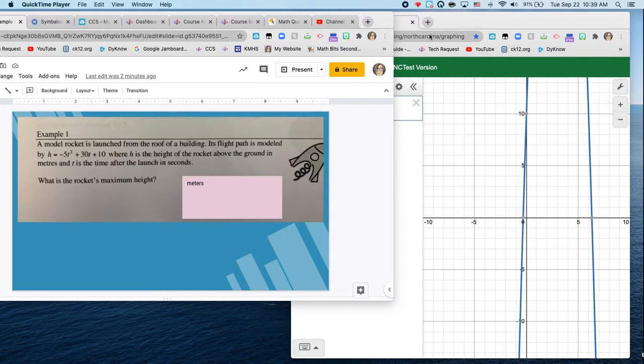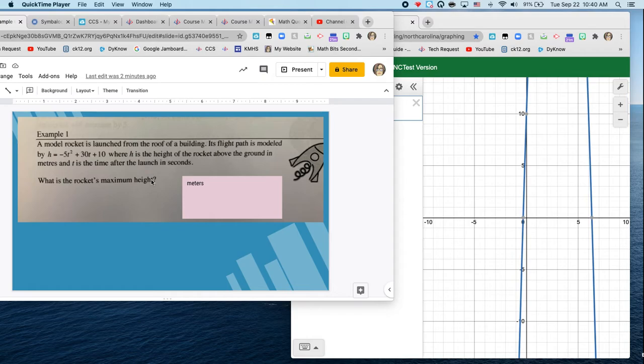So our first example says a model rocket is launched from the roof of a building. Its flight path is modeled by h equals negative 5t squared plus 30t plus 10, where height h is the height of the rocket above the ground in meters, and t is the time after the launch in seconds. What is the rocket's maximum height?